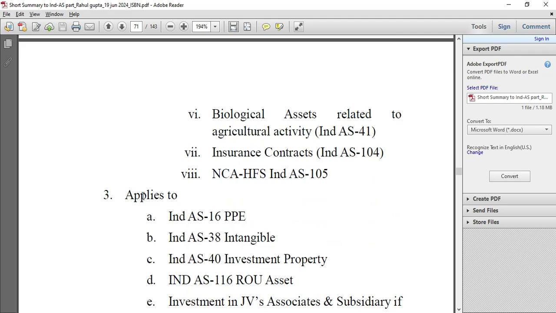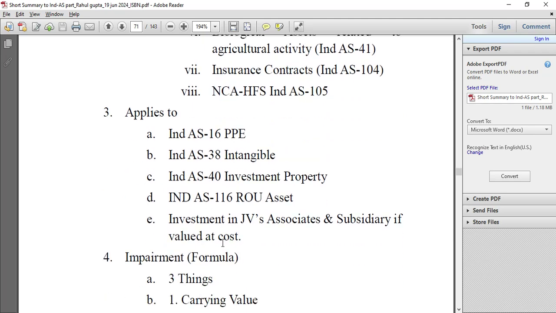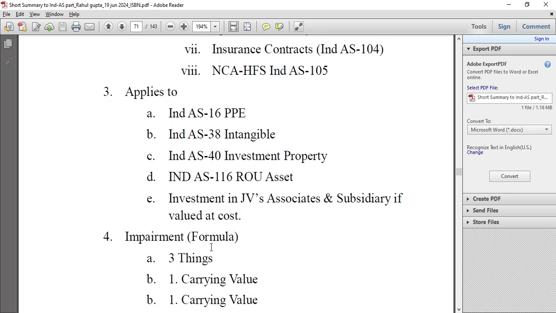This Ind AS 36 applies to Ind AS 16 PPE, Ind AS 38 intangible, Ind AS 40 investment property, Ind AS 116 ROU asset, investment in JVs, associates and subsidiaries if valued at cost.